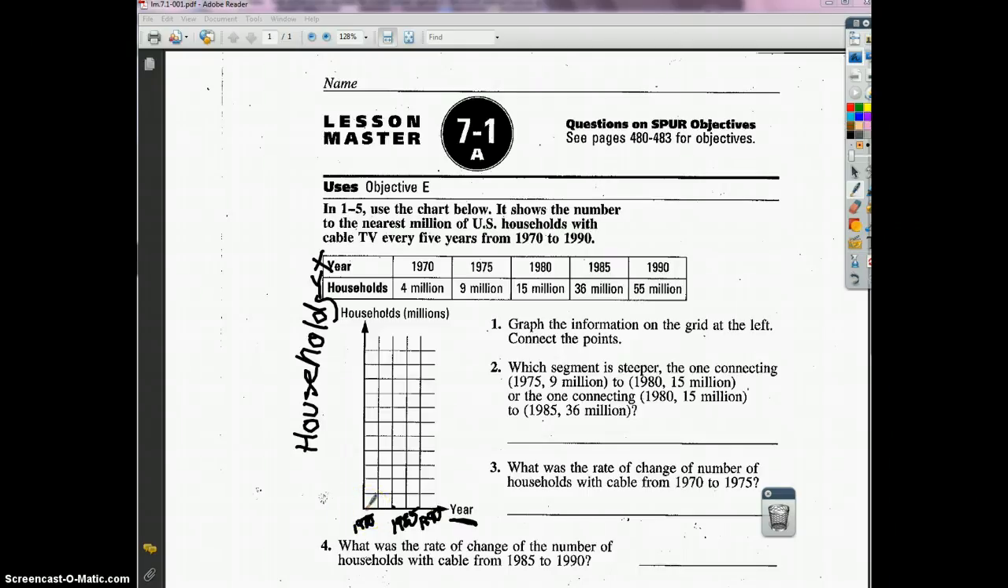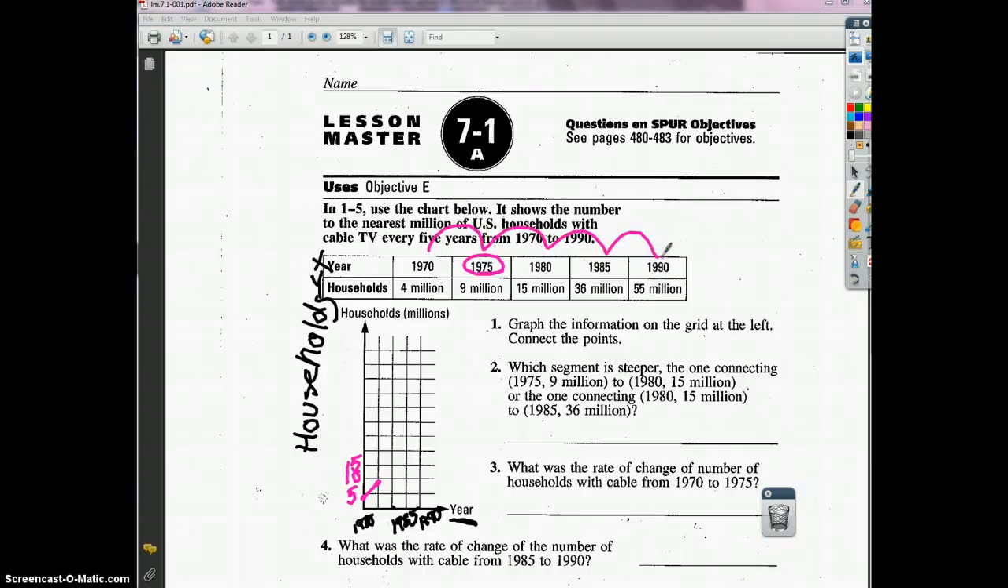Now we're going to go over 1970, up 4 million. Looks like we've got a lot, so maybe we want to go up by 5, 10 million, 15 million. Keep going, okay? So over 1970, up 4 million, that would be right there. The next one, over 1975, up 9 million, about right there. I'm going to keep going. You have to graph all of these points, okay?